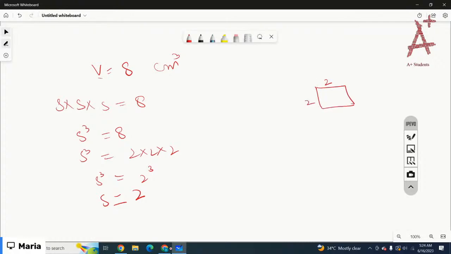You have to calculate the area of one face. That would be 2 times 2 is 4. And we know that this cube has 6 faces. So to calculate the surface area of the cube, you have to do 6 times the area of one face. It would be 6 times 4. So that equals 24. Got it? So the correct option is 24.